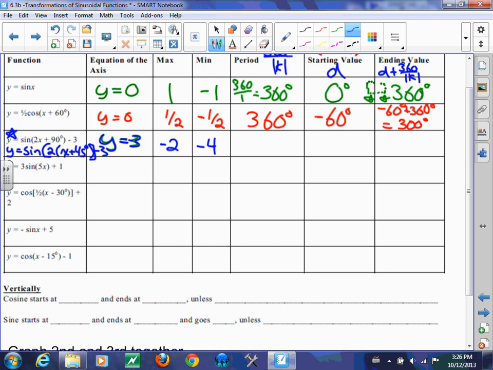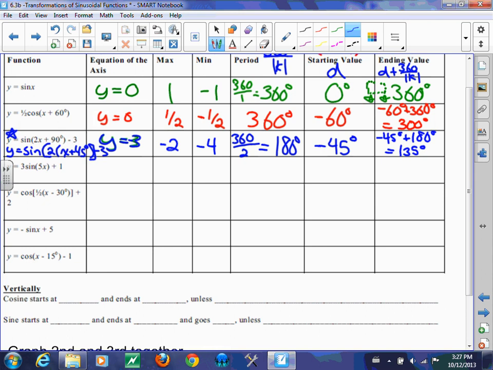To figure out your period, it's 360 divided by K. This time K equals 2, so that's going to be 180 degrees. Taking a look at D, it's positive 45, so that means we're going to start 45 degrees to the left, that's why it's negative 45. And if we're starting at negative 45 degrees and it takes 180 to complete one cycle, that's going to equal 135 degrees.